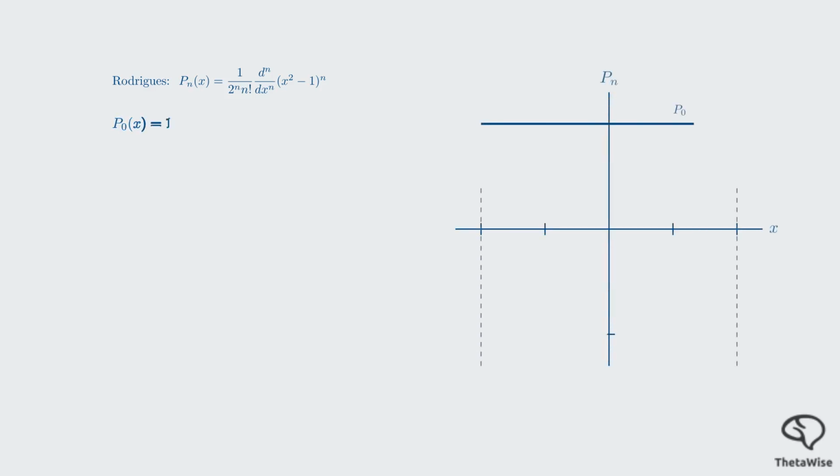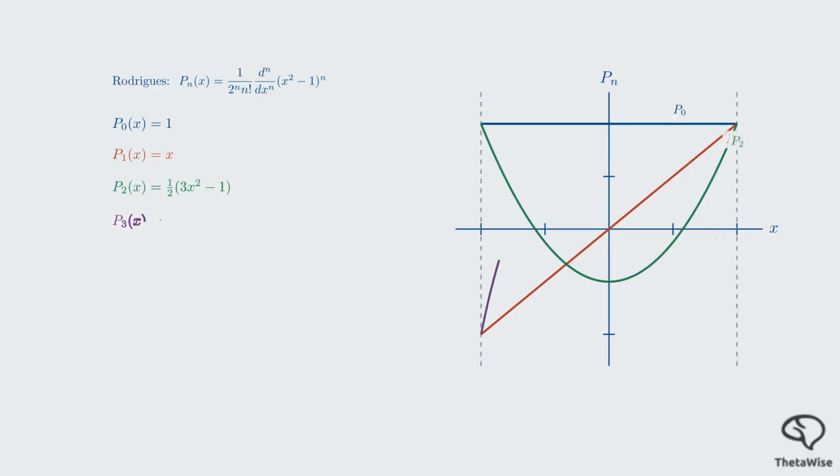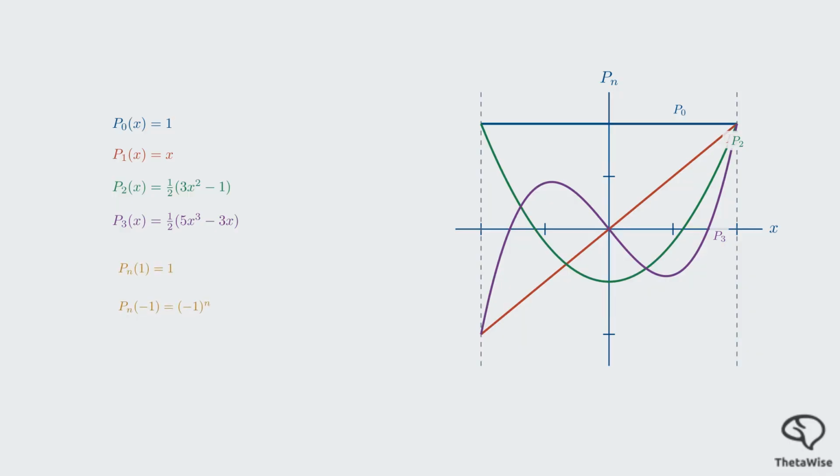Applying it gives P sub 0 of x equals 1, P sub 1 of x equals x, P sub 2 of x equals 1/2 times 3x squared minus 1, and P sub 3 of x equals 1/2 times 5x cubed minus 3x. These formulas reveal several patterns. At x equals 1, every P sub n equals 1. At x equals negative 1, P sub n equals negative 1 to the n. Also, P sub n of negative x equals negative 1 to the n times P sub n of x. So even n gives an even function and odd n gives an odd function.